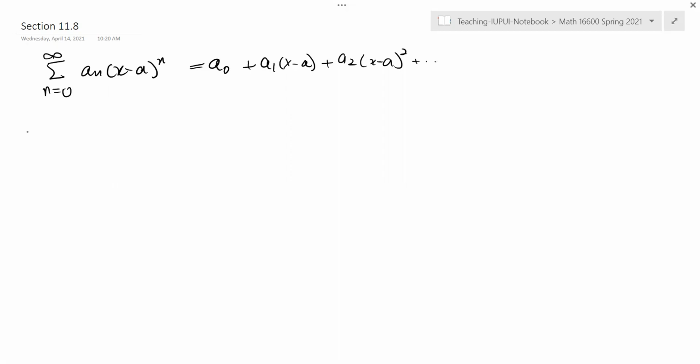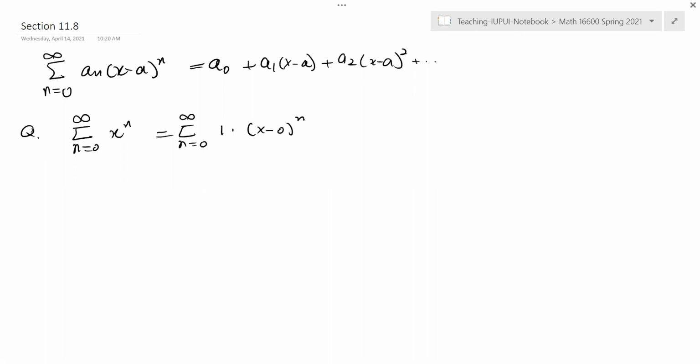This is a special example. Here a is 0, and the coefficient is always 1. This can be written as 1 times x minus 0 to the nth power, so it's a special form. And we want to know when it's convergent and when it's divergent.